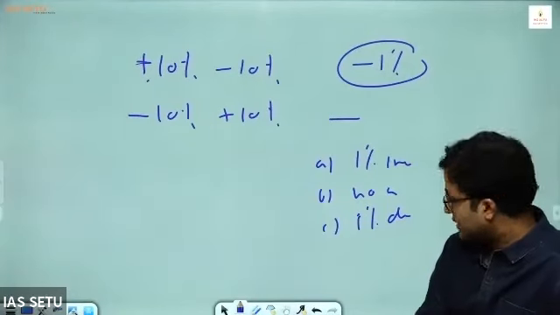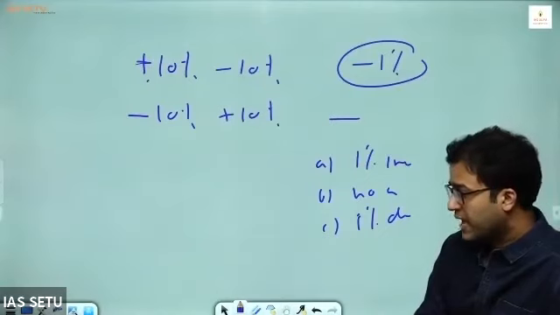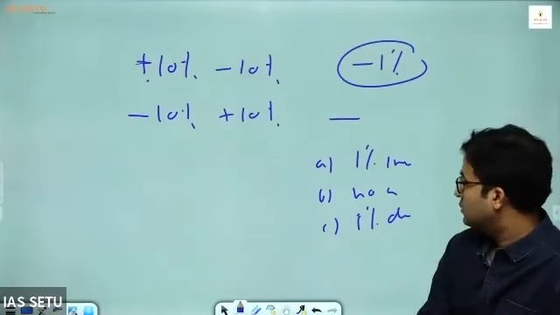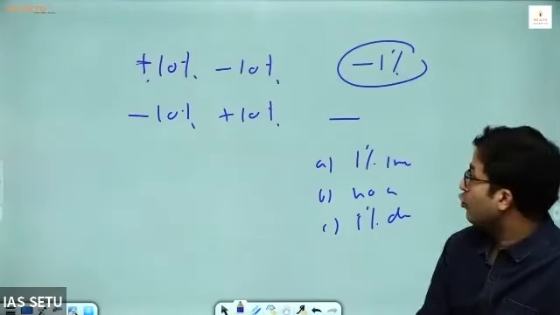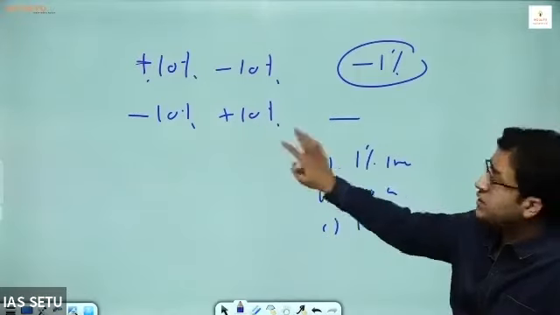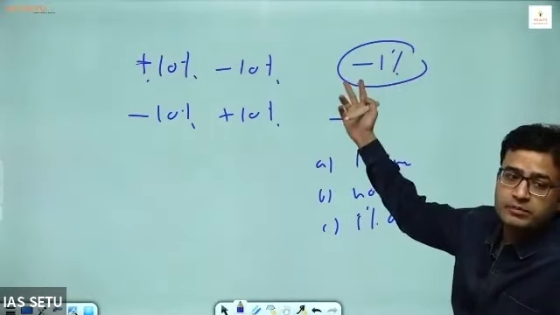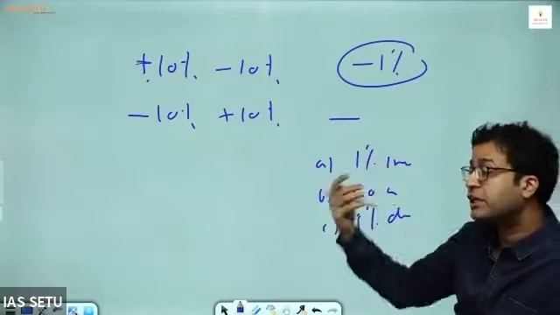B, C, same, meaning C. See, some students go with the flow. They think if the order is changed, the answer will also change. Rather than 1% decrease, they start saying 1% increase.